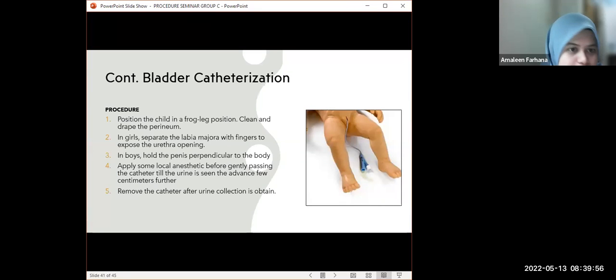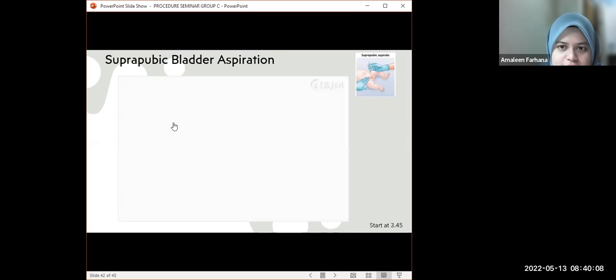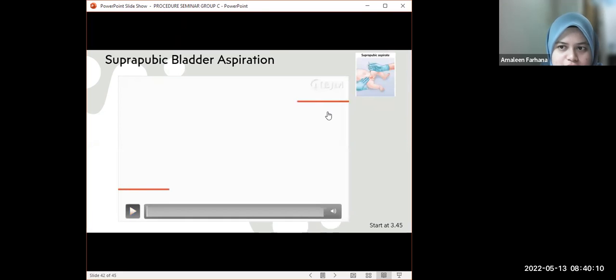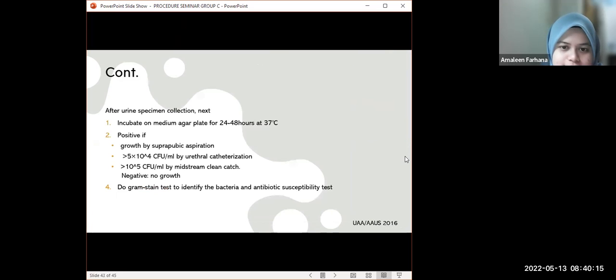Next, this is the procedure, more or less similar to bladder catheterization in adults. You can read it later. Okay, so this is actually the video of suprapubic bladder aspiration. This is the gold standard for urine sample collection for urine C&S. I think you can watch it later.